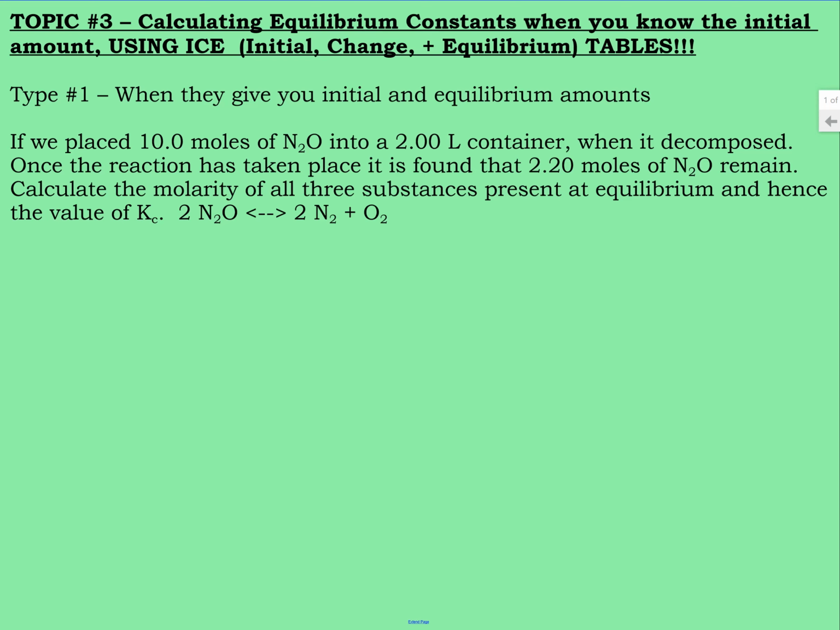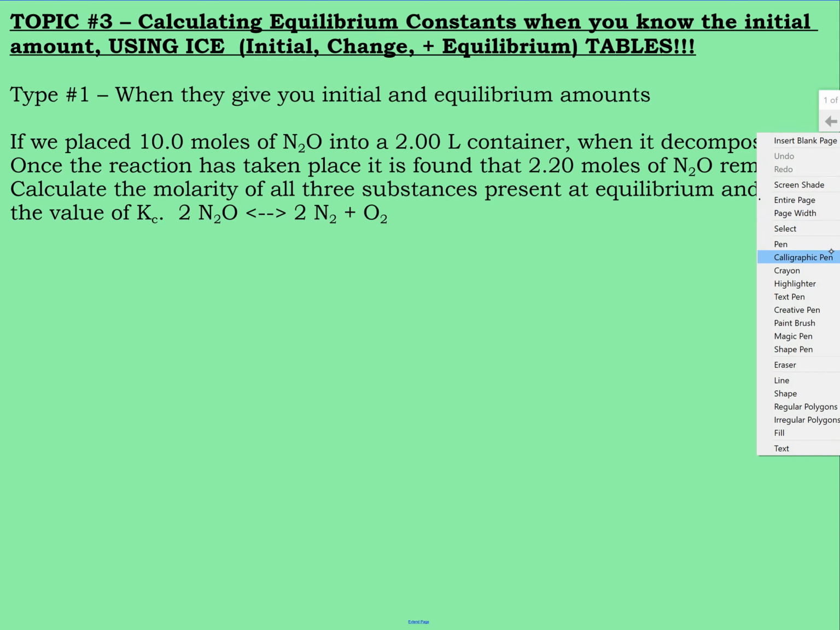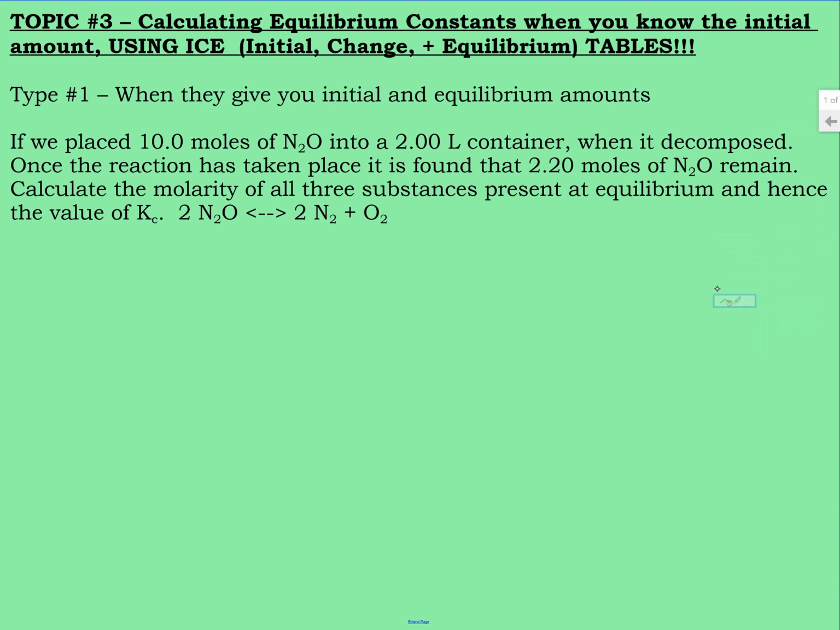So something that's really common is we don't know the amounts at equilibrium, but we know how much we started with, and then we want to figure out how much we'll have at equilibrium. And you use what's called an ICE table for this. It's initial, change, and at equilibrium. And you start off with putting that above your chemical equation here.